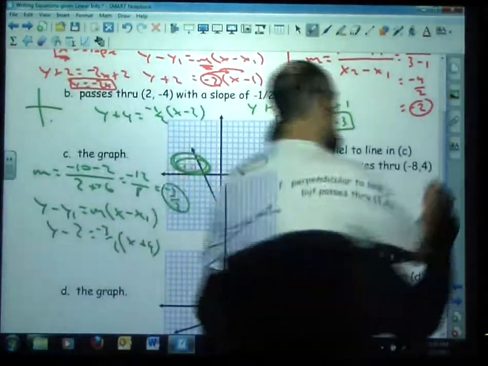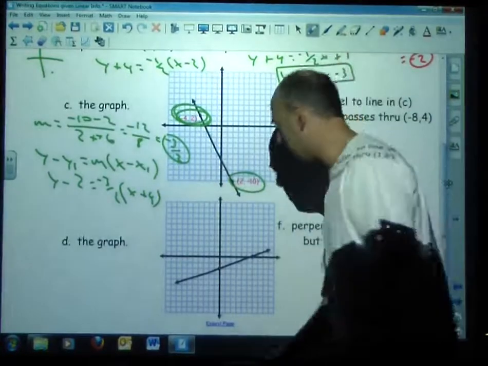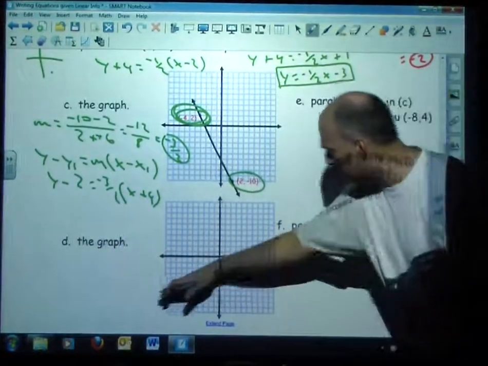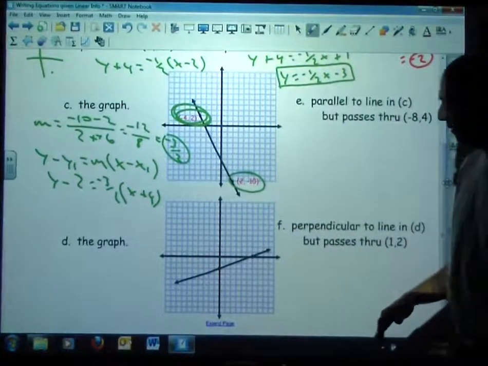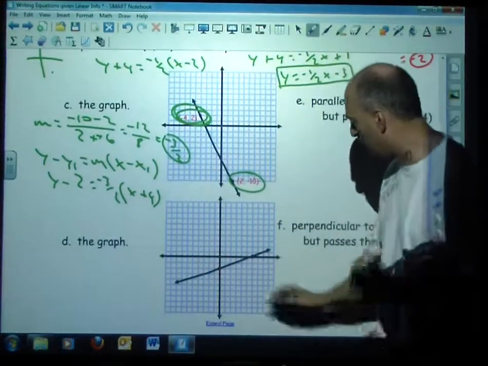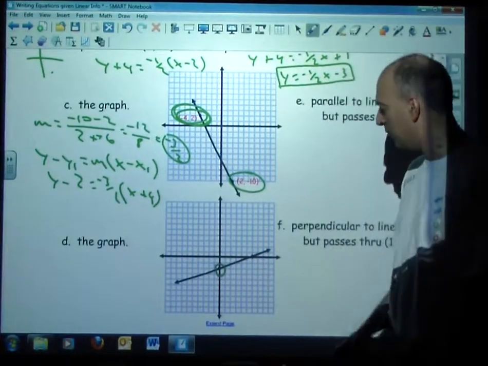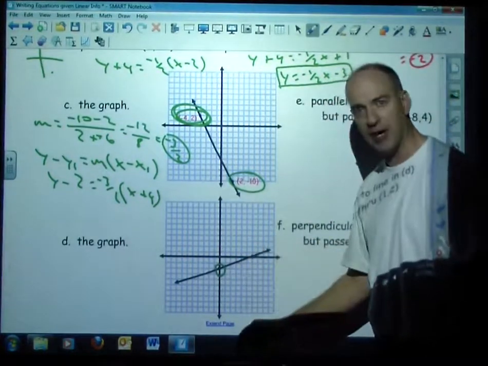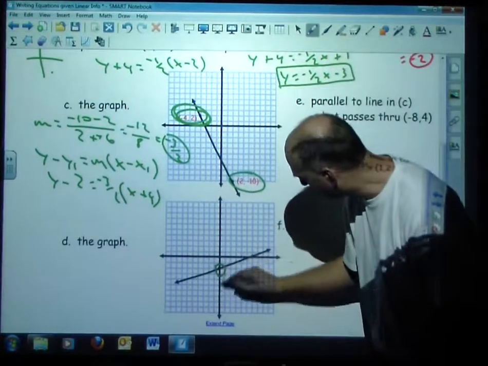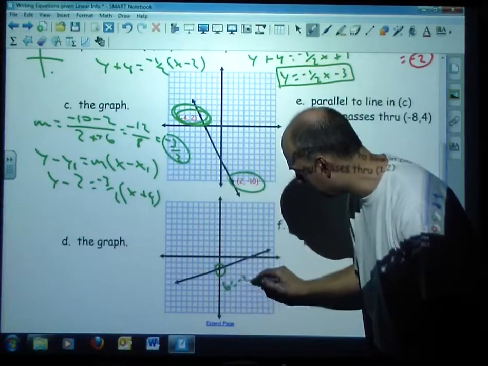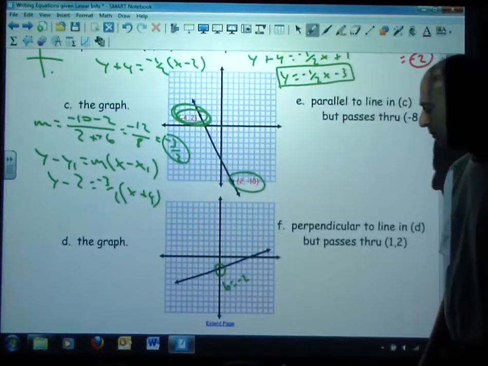Okay, continuing on, I'm giving you several examples here. How about letter D? It has this line right here. Can you make an equation for it? And of course we can. We have 2 points. Now if you look carefully, we get lucky here. We have an actual y-intercept finally. So that looks like it crosses the y at negative 2, so the y-intercept would be negative 2.